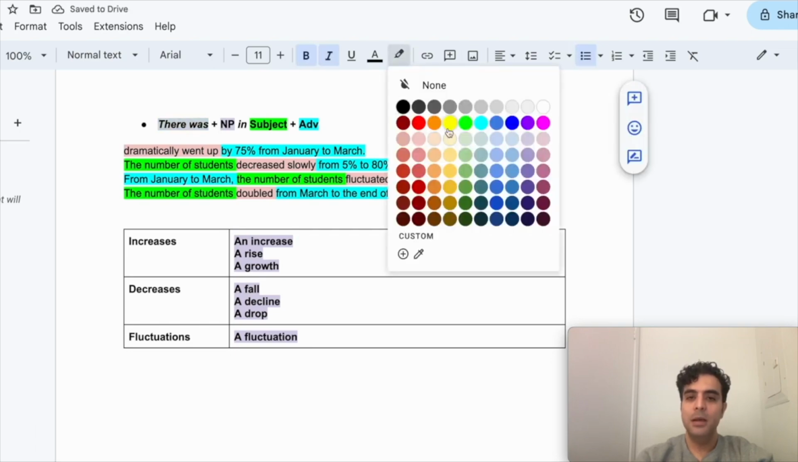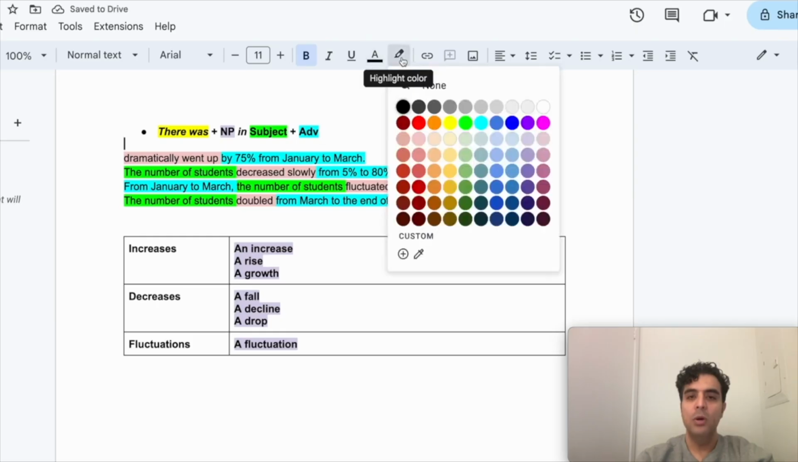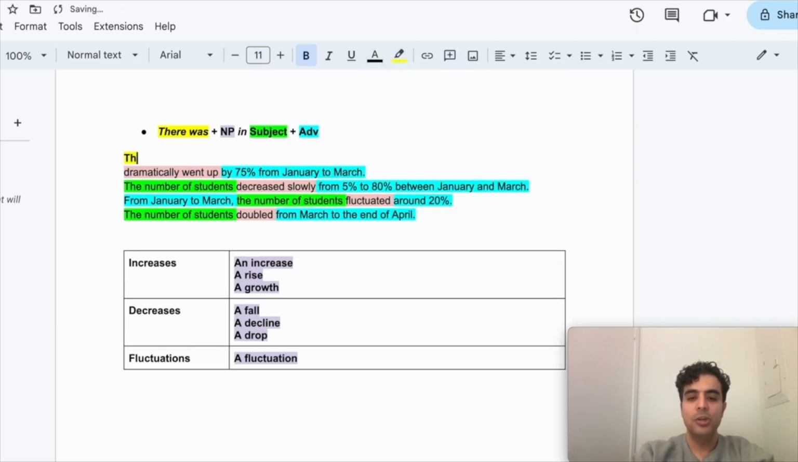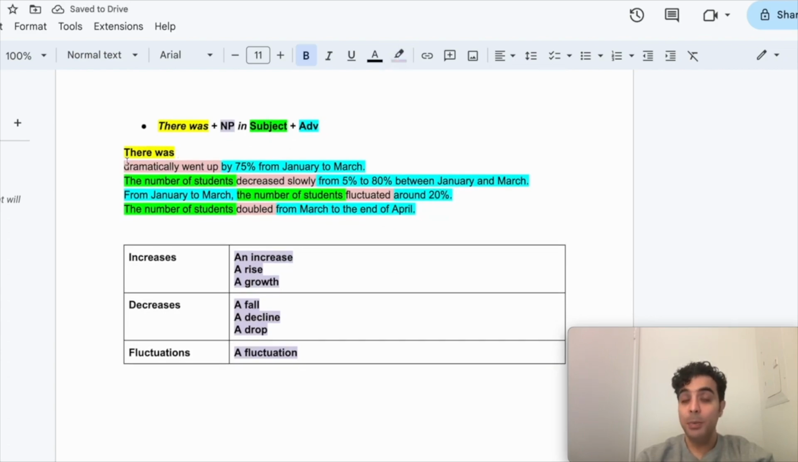And you know what? To make this also color-coded, I'll follow the color yellow for the fixed parts. So watch. I'm going to say there are. Oh, I'm sorry, there was. Okay. So here it says dramatically went up. Now, check it out. I can take the same adverb that I had before and change it into an adjective. The previous sentence was, the number of students dramatically went up. So here I'm going to say there was a dramatic. Now, went up. Remember, I could say increase, rise, growth. I'm going to say a dramatic rise.